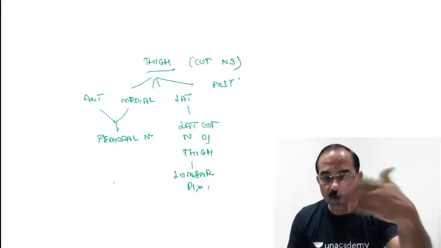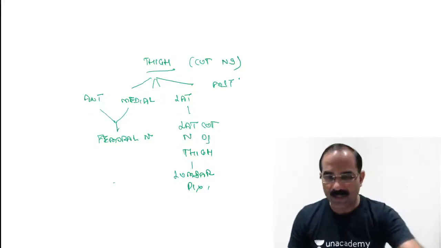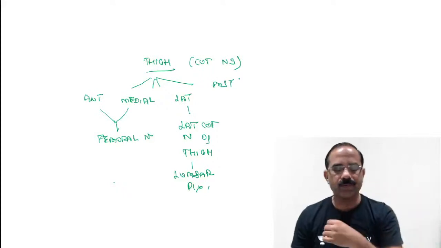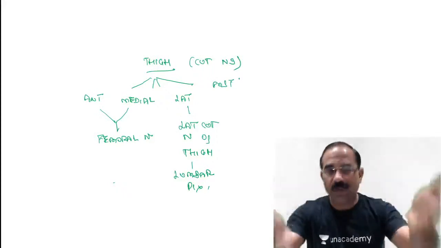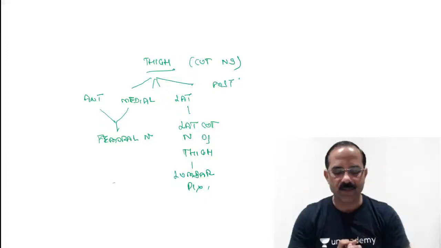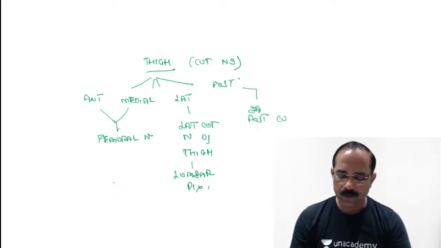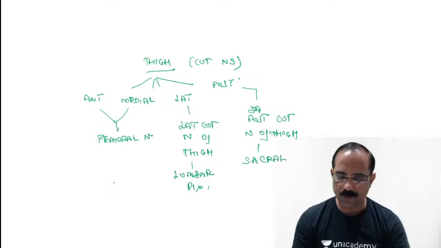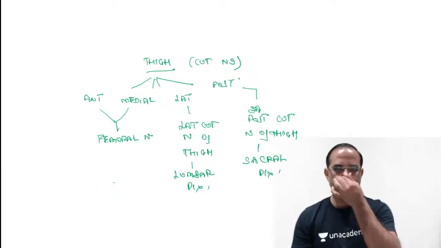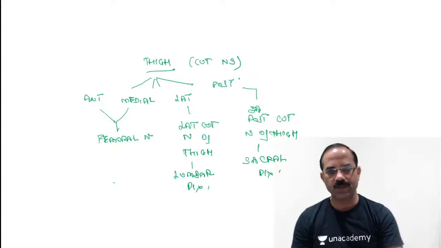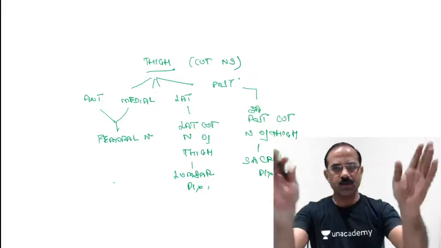What does the person complain of? Paresthesia, tingling and numbness along the lateral aspect of the thigh, and this is what we call as meralgia paresthetica. Correct? This is what we call as meralgia paresthetica. And posterior aspect of the thigh is supplied by the posterior cutaneous nerve of thigh, which is a branch of sacral plexus. Perfect. Is this clear to all of you?